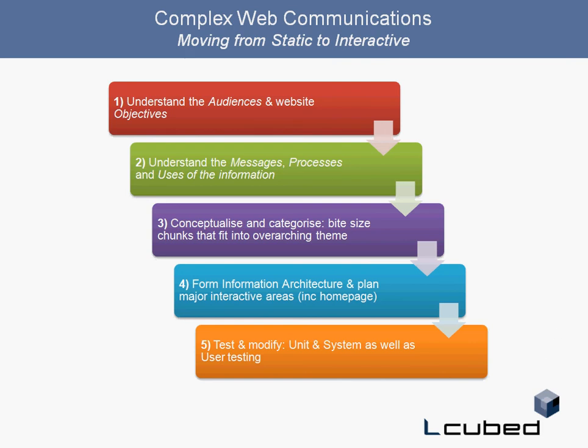So to wrap up then, when planning a complex website where you need to be getting across more than sort of brochureware level information, you might want to use this 5-step process. Understand the audiences and the website objectives, have a good context for the whole project. Understand the messages, the processes and the uses of the information, remembering that your audiences might use information in different ways and they might try and find information in different ways on the website.